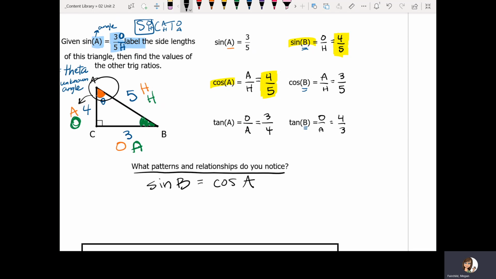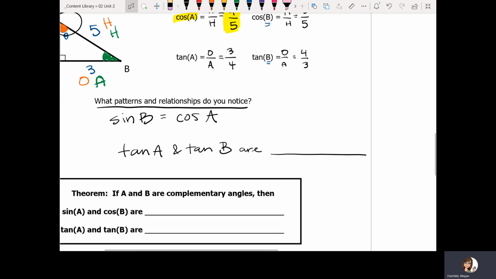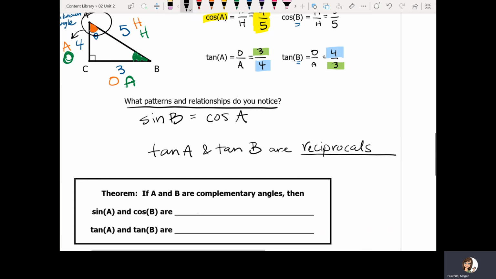Claire, what else did you notice? Okay, and in math, Claire, what do we call that when they're flipped upside down? Nope. Who knows? Tangent A and tangent B are, ooh, closer. Ooh, somebody just said it. Reciprocals. Do y'all see that? They are reciprocals. Reciprocals. Meaning, yes, they are flipped upside down. Claire, why do you think that happened?